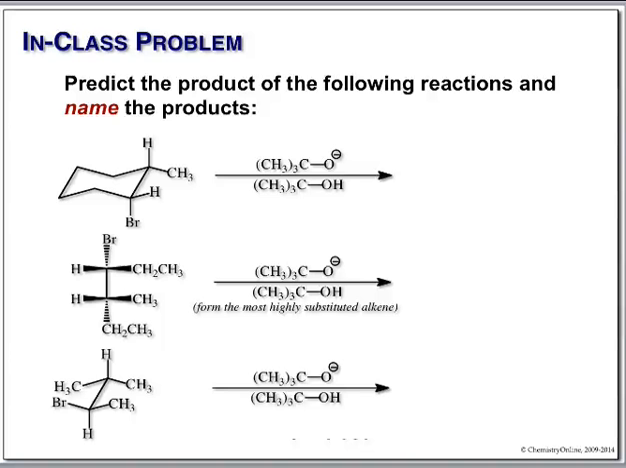Bromine is our leaving group. We want to form the most highly substituted alkene. So we're going to eliminate across this bond. This is the hydrogen that's going to come off. This is the bromine that's going to leave. Our base is going to pull off this hydrogen. The electrons will come in to make our double bond. This bromine will leave, and we simply make the alkene.